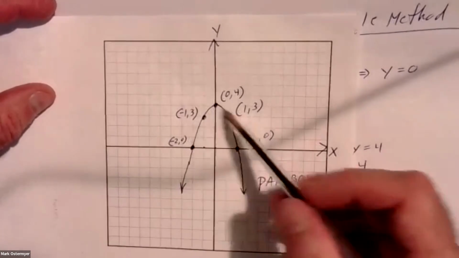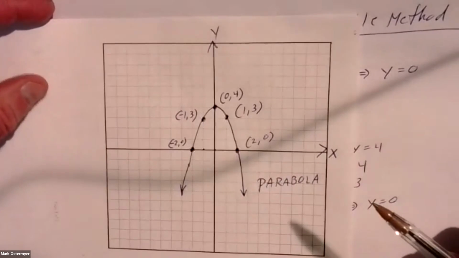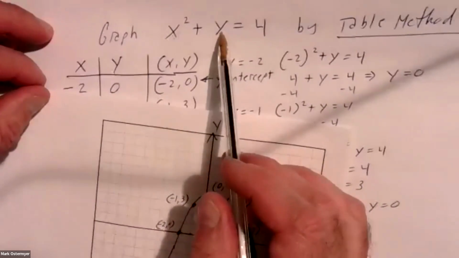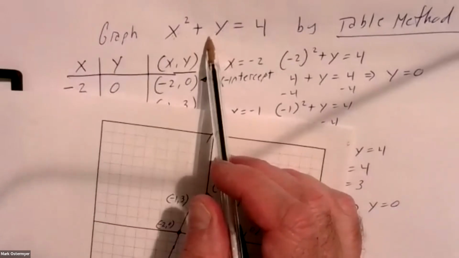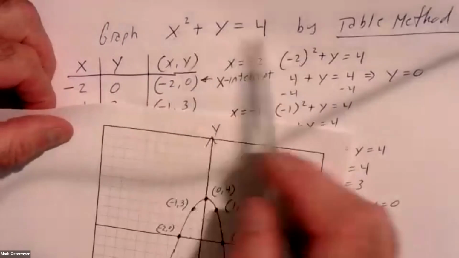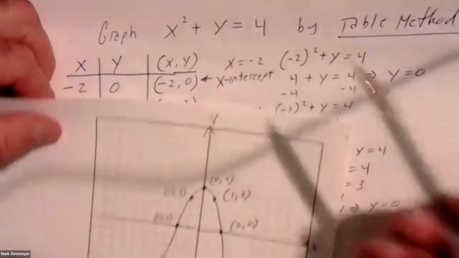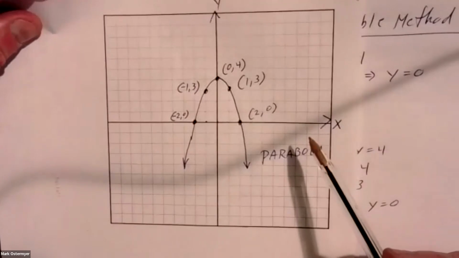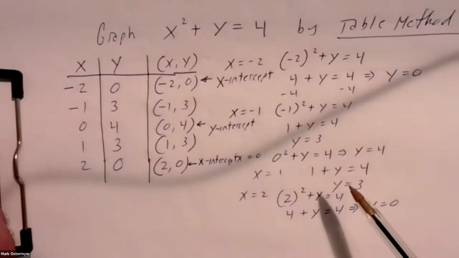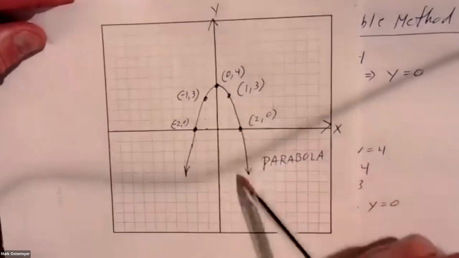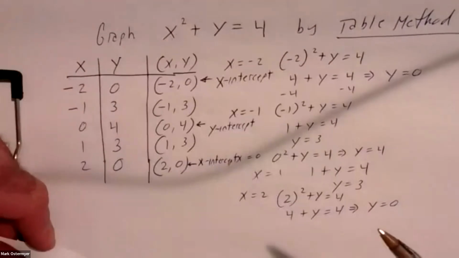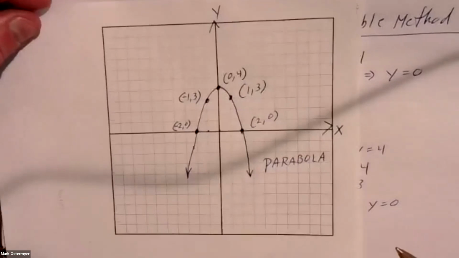And this parabola, we say, opens downwards. Okay. And all quadratic functions, because this is a quadratic function in x and y, generate parabolic graphs. So we're not surprised there. But that would be the graph of this equation, x squared plus y equals 4. Any questions how I graph that equation using the table method and generating ordered pair solutions here? And then plotting the points and then connecting them with the curve. All right. Any questions?